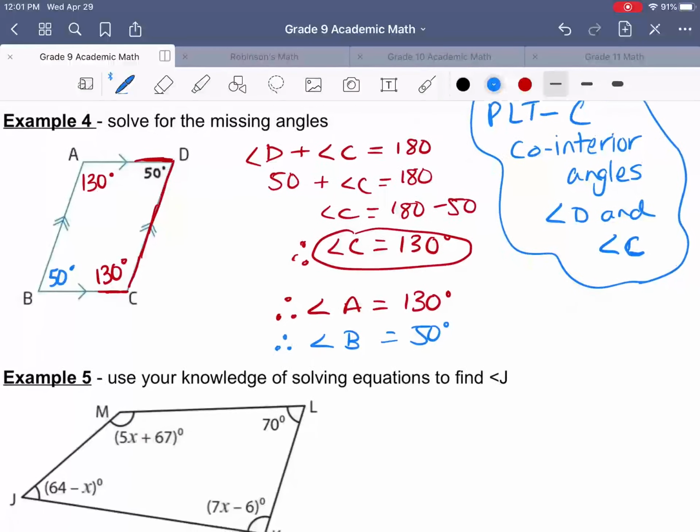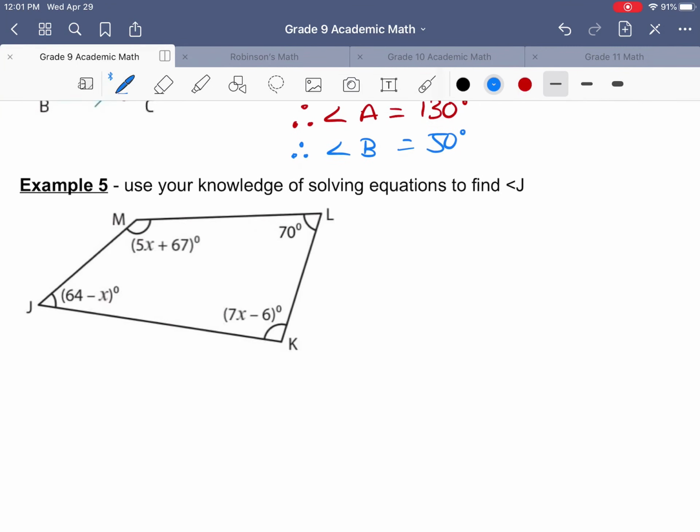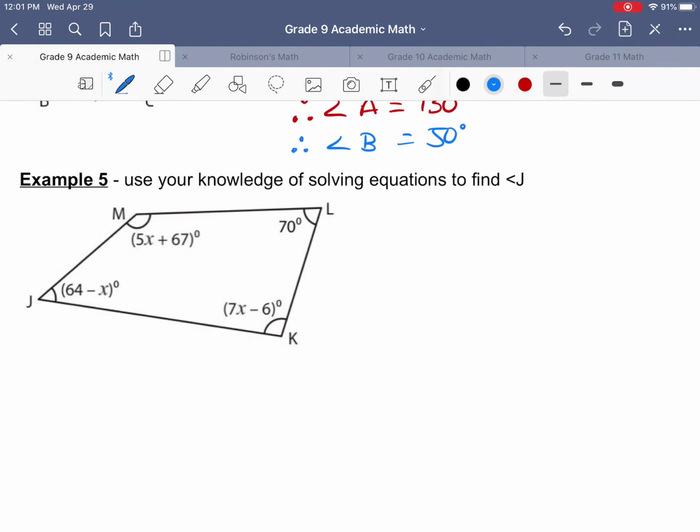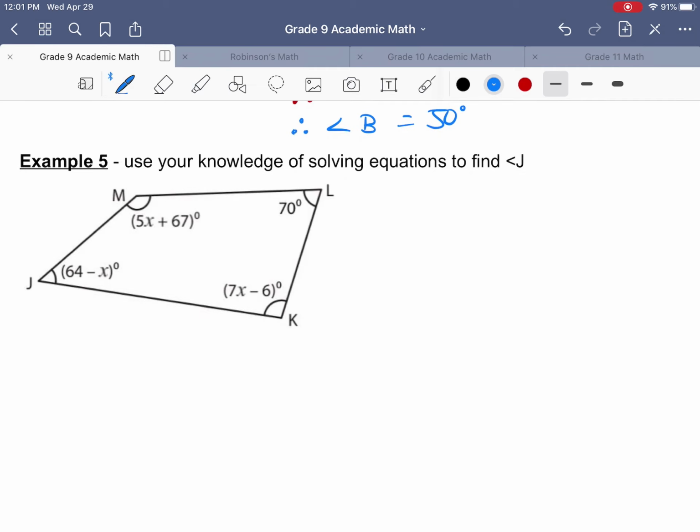Lastly, we are going to do an example where we use our knowledge of solving equations to find a missing angle. In this case, we're going to be looking for angle J. And below you can see we have a quadrilateral with angles at J, M, L, and K. We only really know one interior angle for certain. We know angle L, and the other angles are represented by an expression. But we know that the interior angles of a quadrilateral all add to 360 degrees.